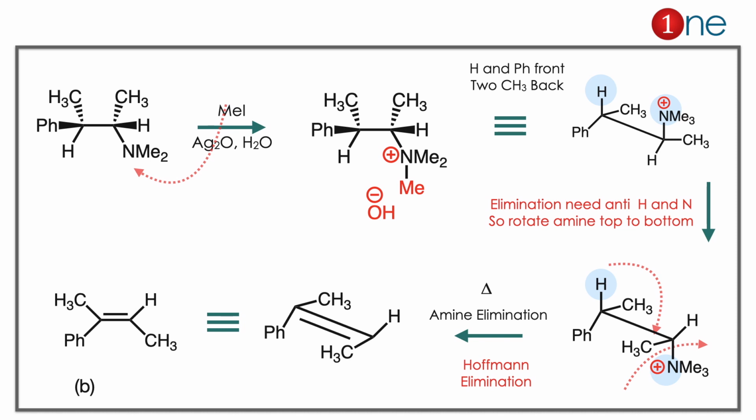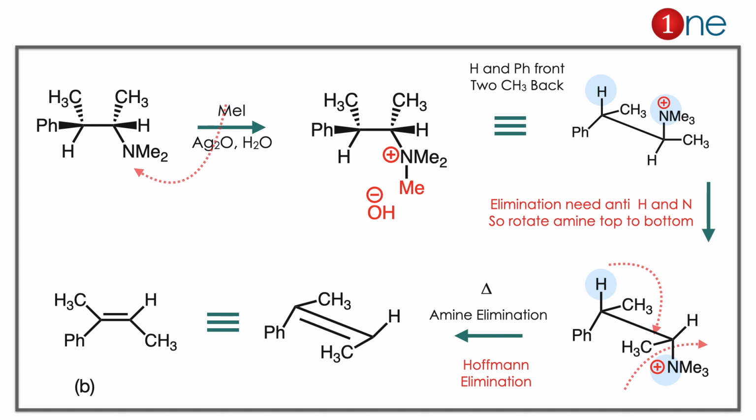So the elimination is possible because the hydrogen and NMe3 plus are anti. The elimination occurs, so you have alkene formation. If you look at it nicely, it's a Z configuration where the high priority Ph and CH3 are on the same side. So if you redraw nicely, you have the answer B.